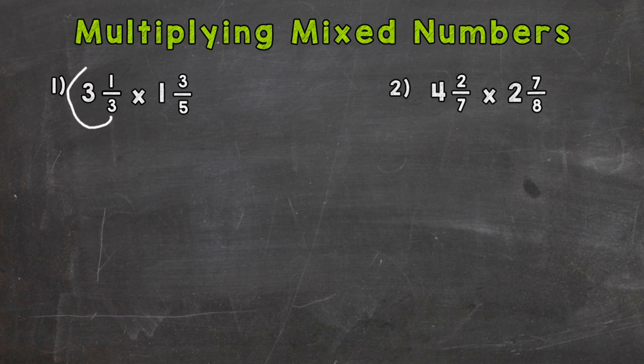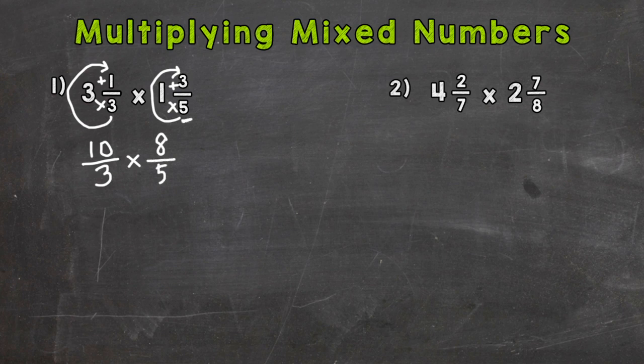So I like to think of it as the C method here, where we multiply the denominator by the whole number and then add the numerator. So 3 times 3 is 9, plus that 1 gives us 10. That's our numerator of our improper fraction. We keep the denominator the same, so 10/3, times 5 times 1 is 5, plus that 3 is 8. Keep your denominator of 5.